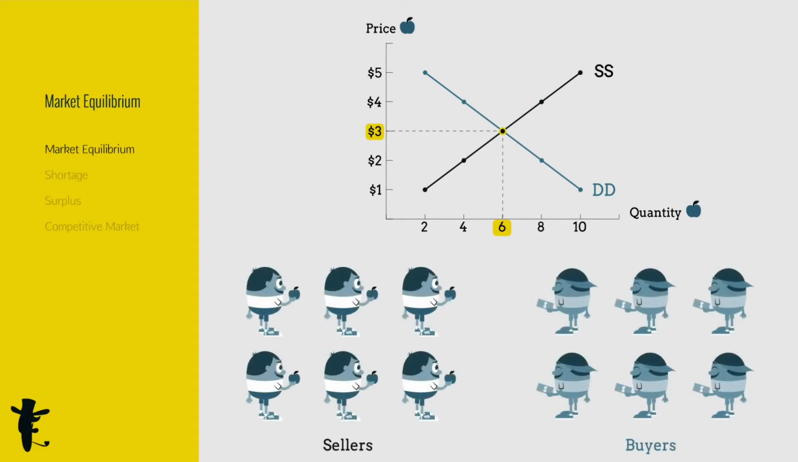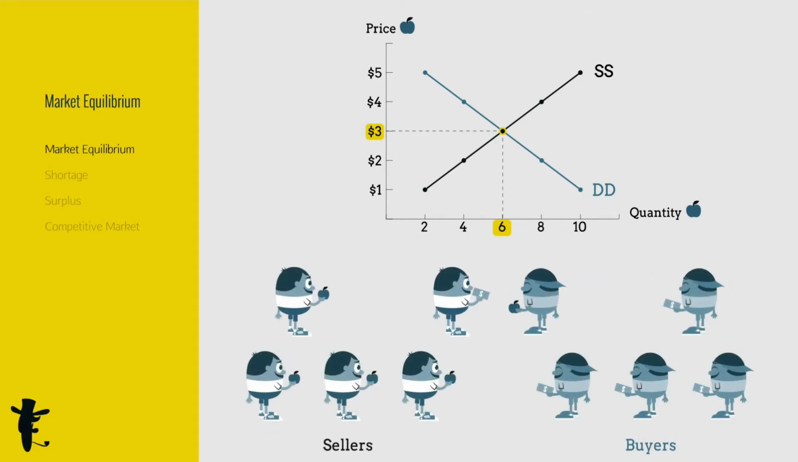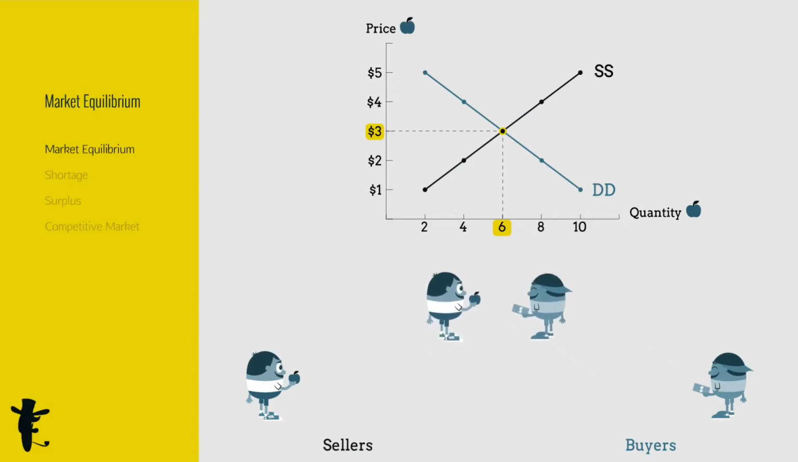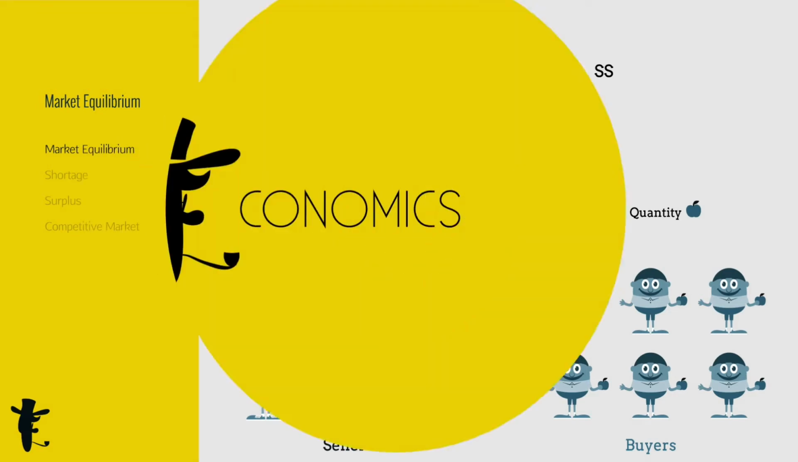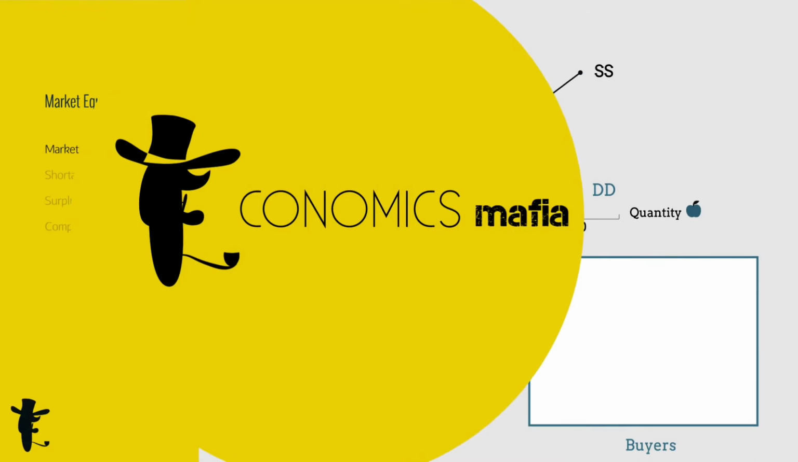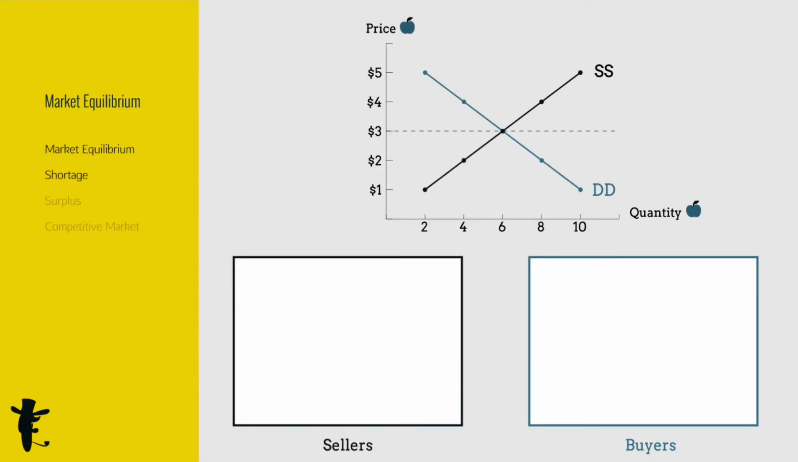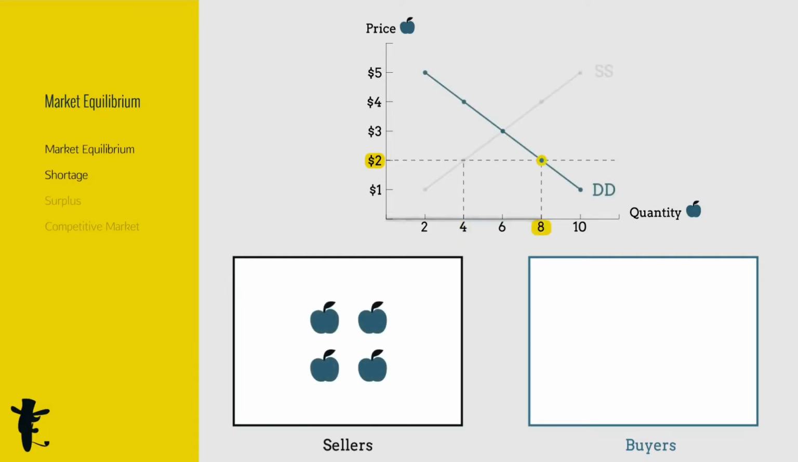Wow! When the amount the sellers want to sell is equal to the amount the buyers want to buy, everyone is happy. Price is stable at market equilibrium. Anywhere else, price tends to change. At a price below market equilibrium, say at $2, sellers want to sell this amount. Buyers, this amount.